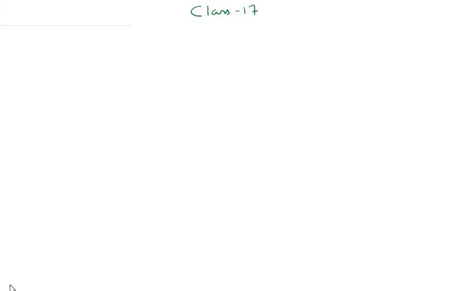So we have been discussing the common base configuration of a BJT. Now there is another configuration which is known as the common emitter configuration. Okay, so let us revise a bit of the common base configuration.